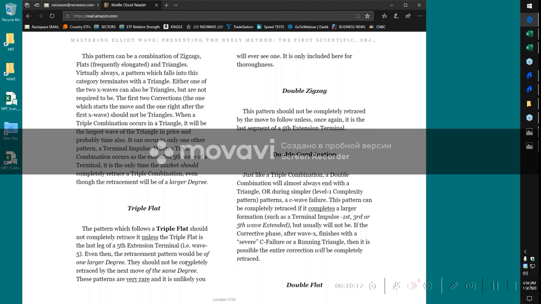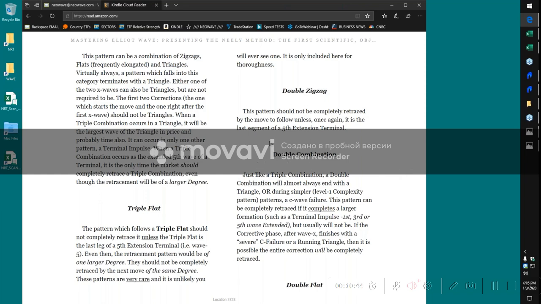So let's say that the flat is just wave A of a bigger correction. Well, then the move after won't have to be so large. If the flat finishes wave 4, then the flat's going to have to be completely retraced in a very short period of time. So chapter 10 is all about what should happen after moves finish when you're considering the structure as the entire largest possible structure.